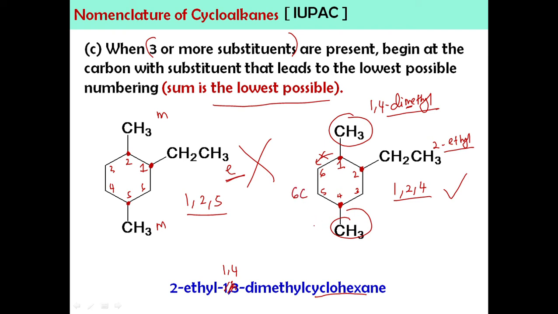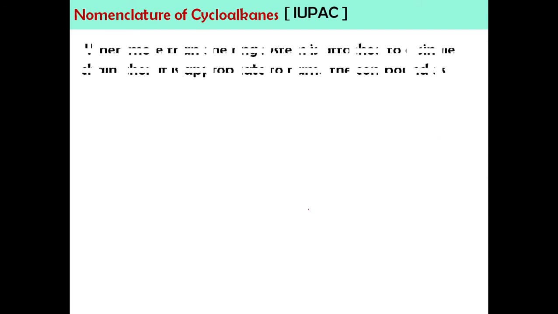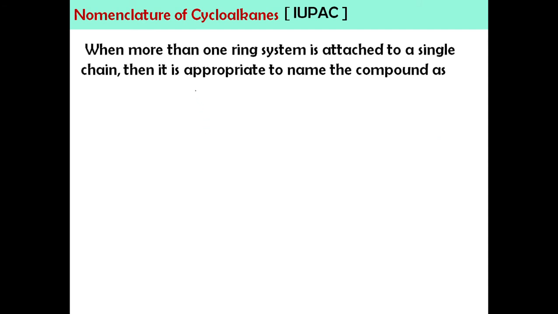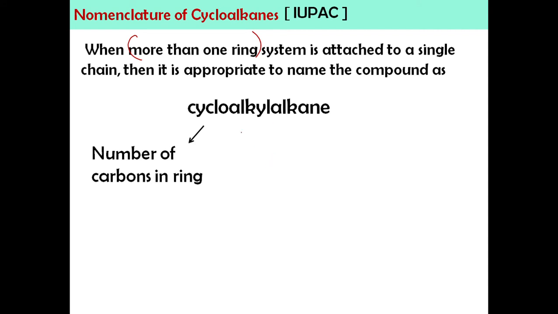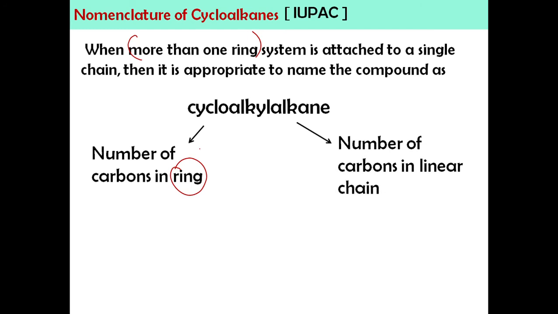Okay. The next one is the last rule for cyclic. More than one ring is attached to a single chain. Then it is appropriate to name the compound as cycloalkyl alkane. Okay, for cycloalkyl, you count the number of carbon in the ring. For alkane, the number of carbon in the linear chain. So, here you can see cycloalkyl at the front. Okay, then alkane. An example like this.